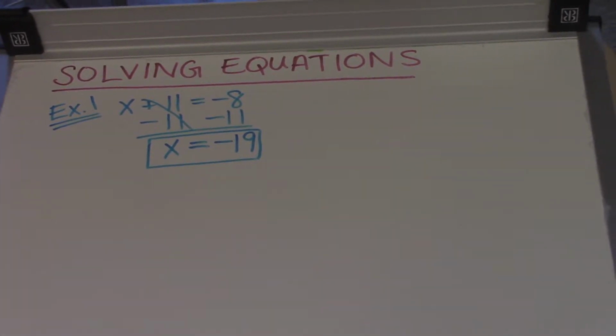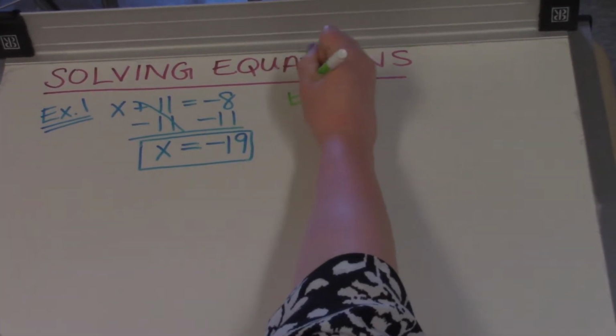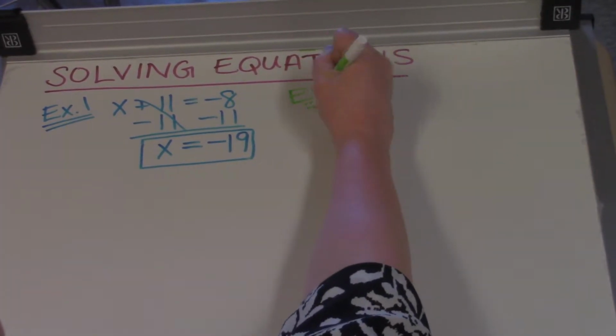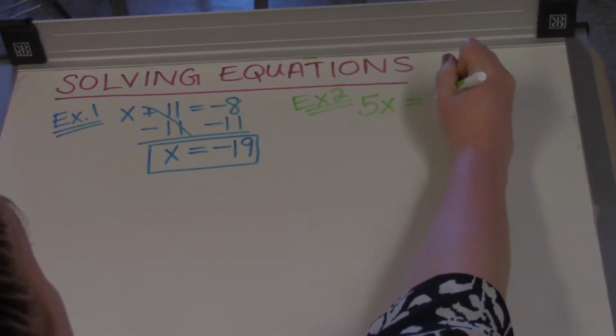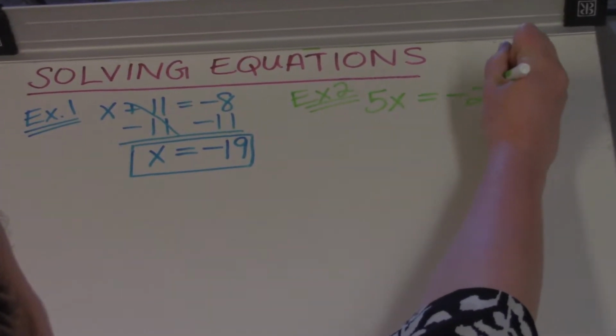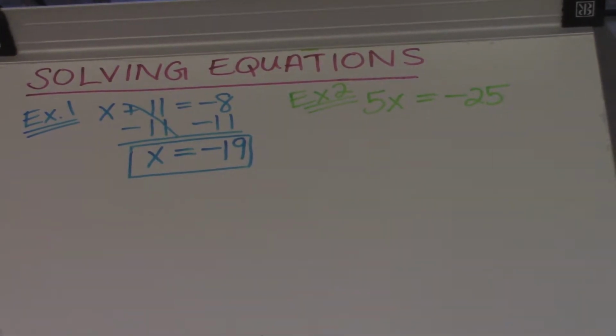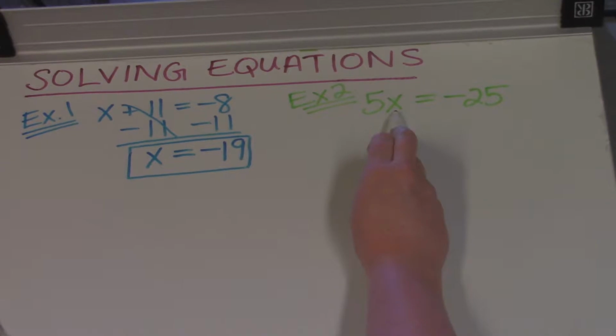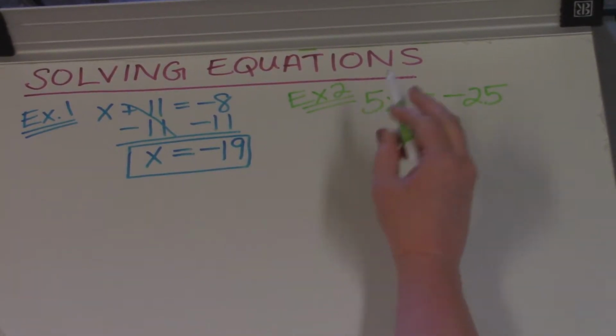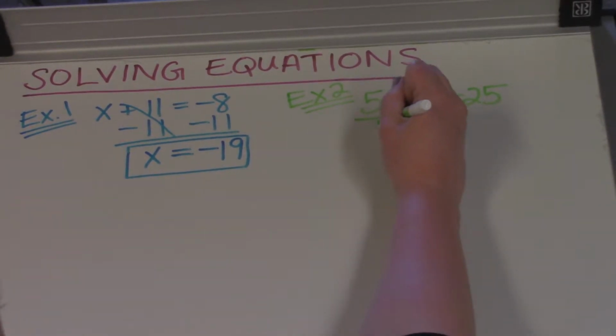For our next example, we're going to solve 5x equals negative 25. In this particular problem, I'm multiplying 5 times x. So to get x alone, I need to do the opposite of multiplying by 5, which is dividing by 5.